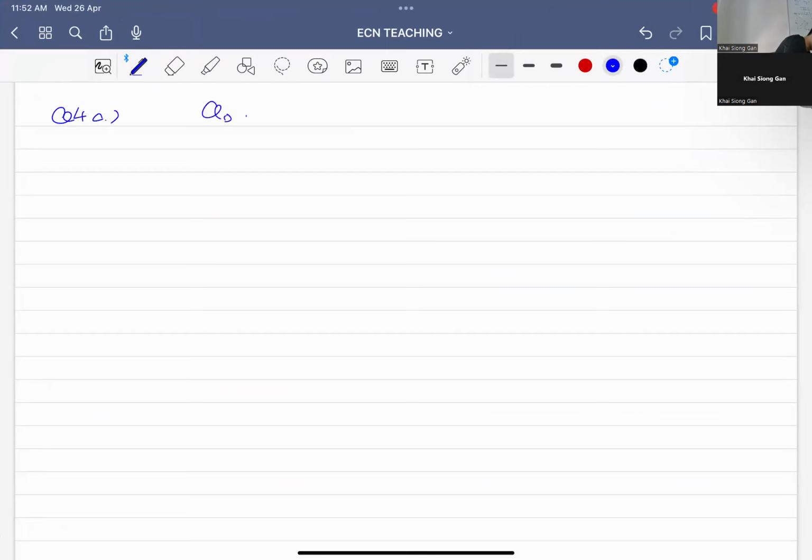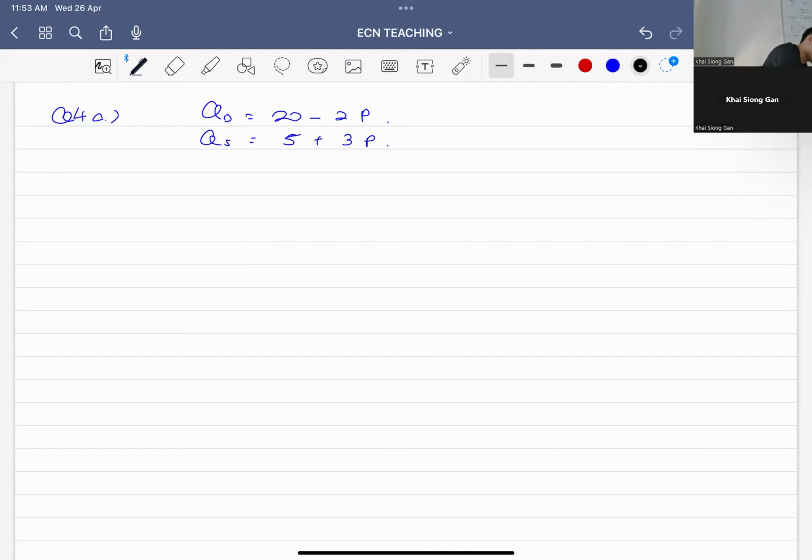Quantity demanded equals 20 minus 2p. Quantity supply equals 5 plus 3p. When we talk about equilibrium price and equilibrium quantity, it means that I want to find the market equilibrium. So market equilibrium means my quantity demanded equals quantity supply.